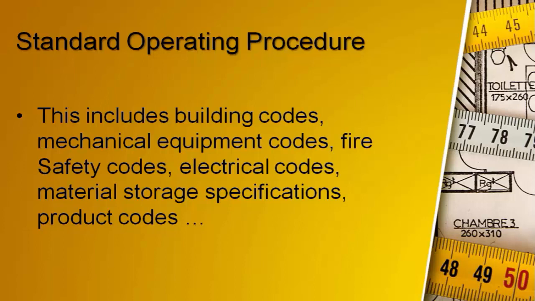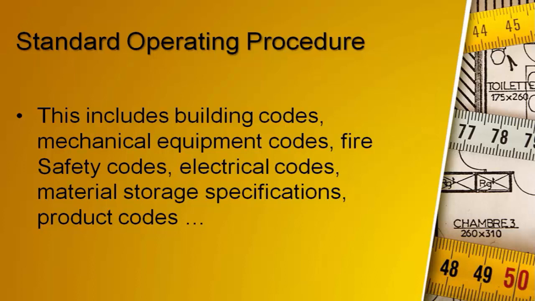untoward event which occurs. An electrical code will guide you and instruct you on how an electrical wire or device needs to be installed. Material storage specifications will guide you on how a particular material should be stored, whether it needs to be stored at a particular temperature. For example, most medical devices need to be stored at a particular temperature, or a medicine needs to be stored at a cold temperature or at a certain degree of temperature.